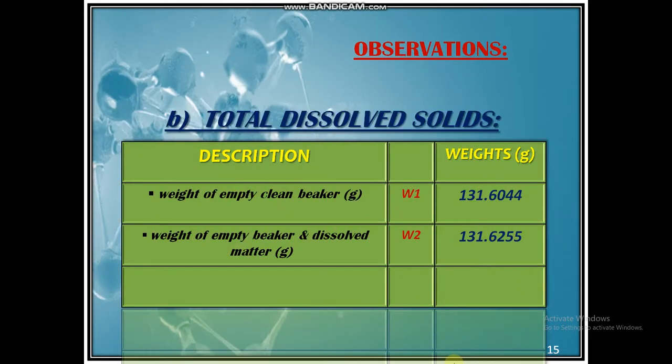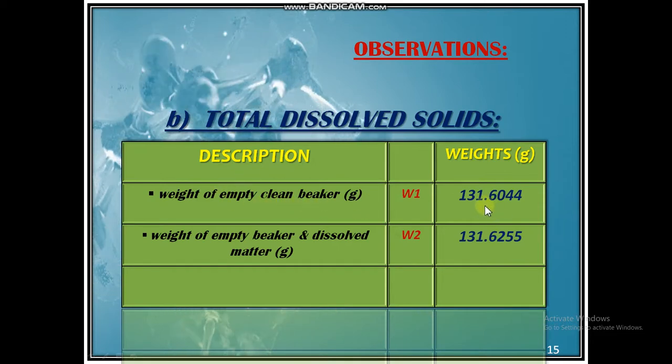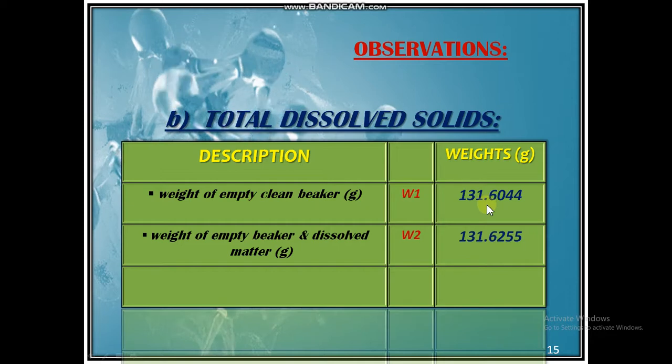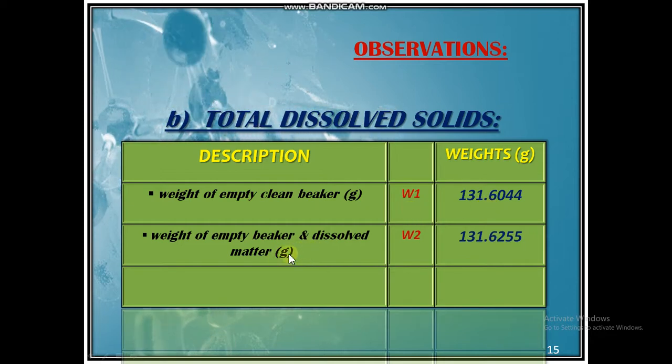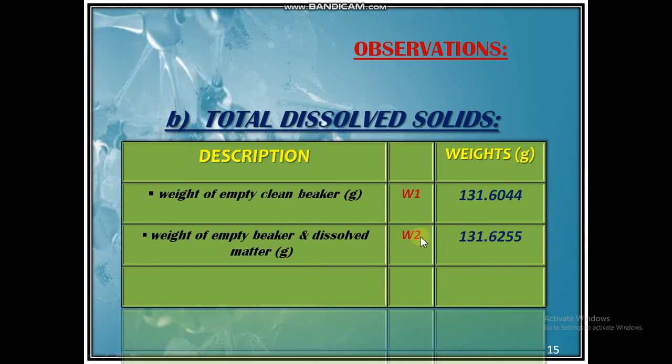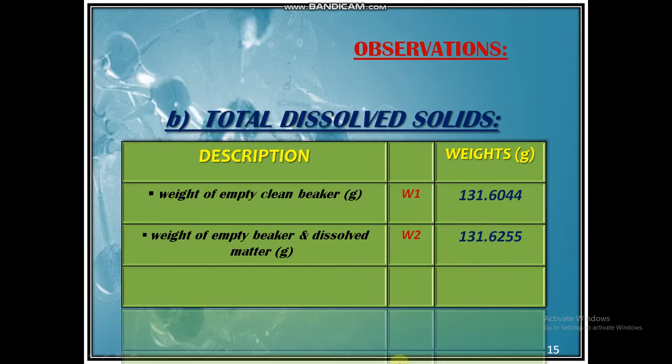Observation data for the total dissolved solids. Weight of empty clean beaker is 131.6044 gram, denoted by W1, while the weight of empty beaker and dissolved matter, denoted by W2, was obtained as 131.6255 gram.